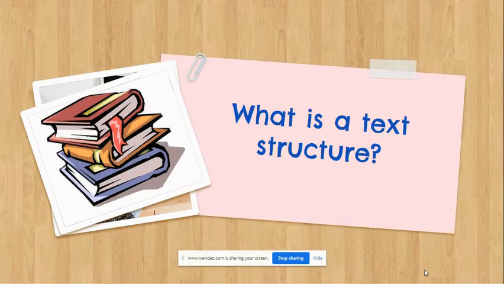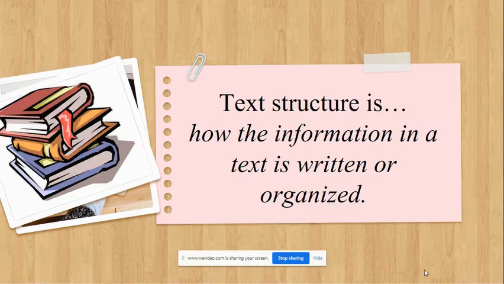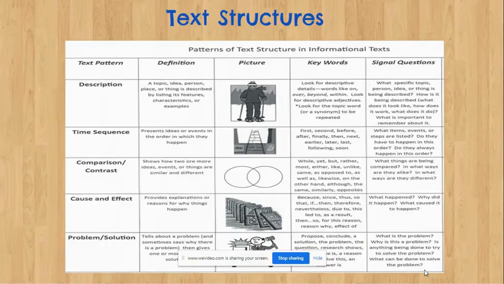So just a quick refresher, what is text structure? Remember that text structure is how the information in a text is written or organized, right? So remember that we have description. Remember that describes a topic using adjectives, right? We have time sequential that presents an idea or an event in the order which things happen. So some keywords are first, second, before, later, then, finally, after all.